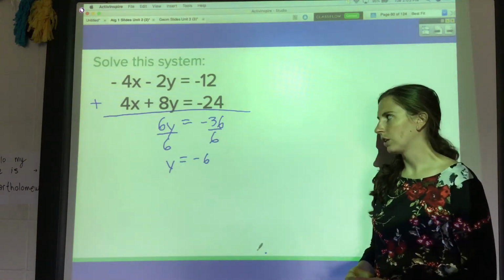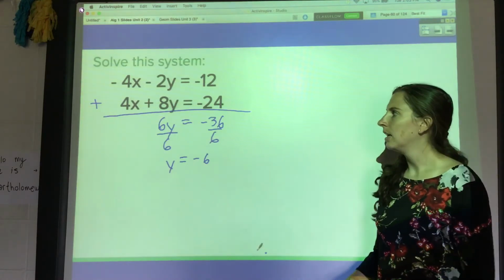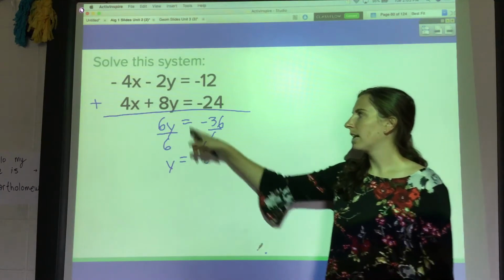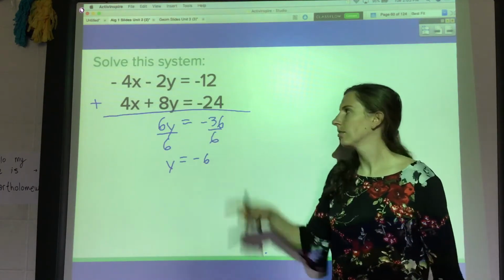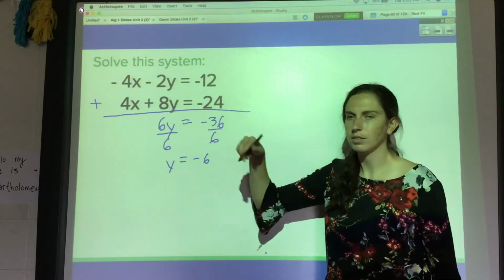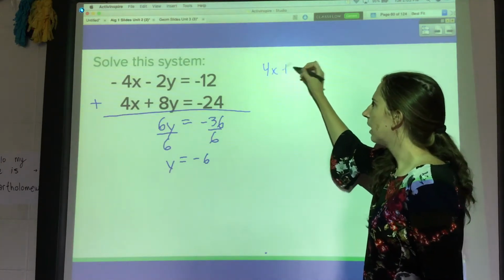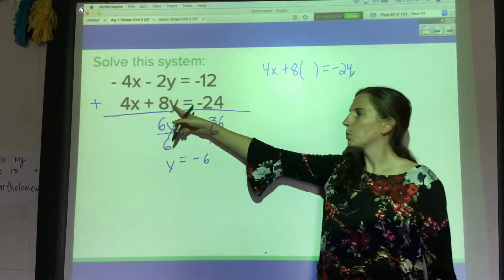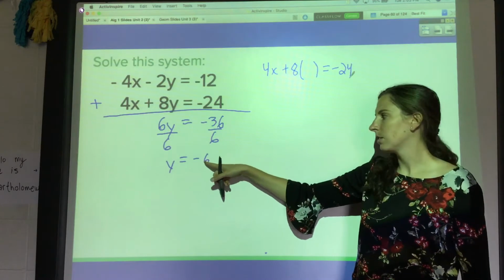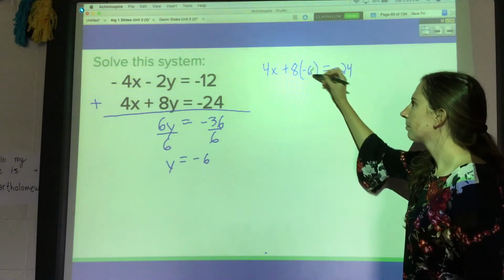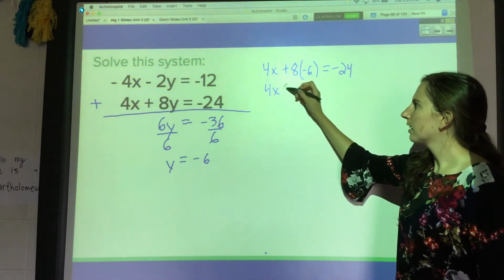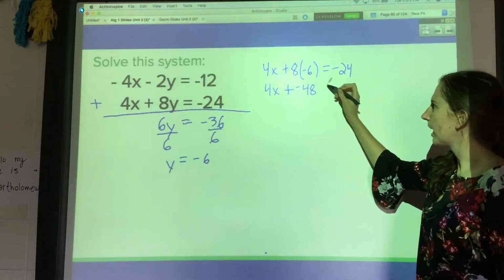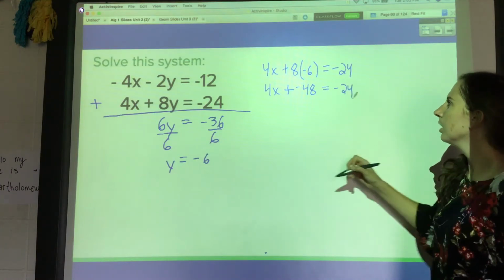That's not the full solution. To find the full solution, I also need x. So pick one of the equations, it doesn't matter which one, plug in negative 6 for y, and then you can find x. I'm going to pick this one because it's got a few more positive numbers. So 4x plus 8y equals negative 24, except in the place of this y, I'm going to put what y actually is, which is negative 6. So now I've got 4x plus negative 48, or just minus 48, equals negative 24.